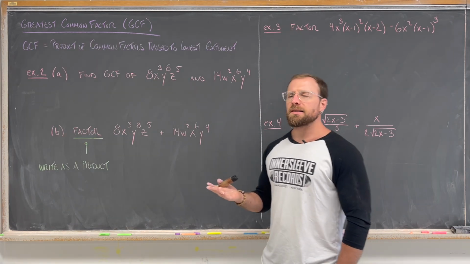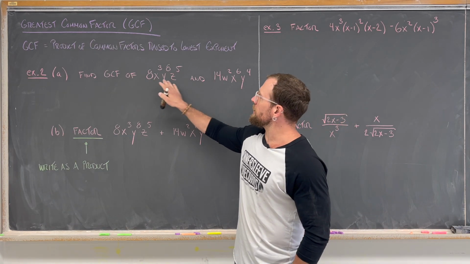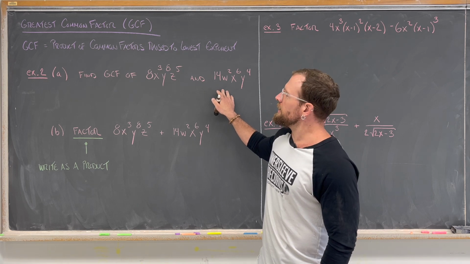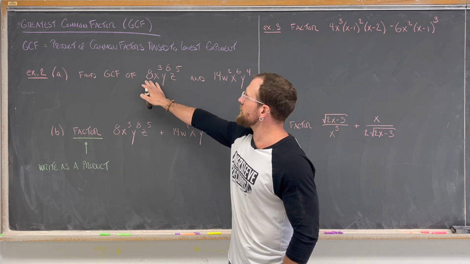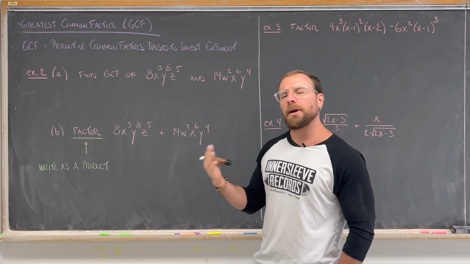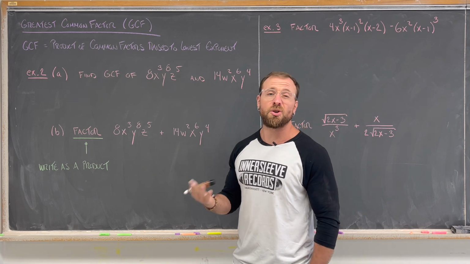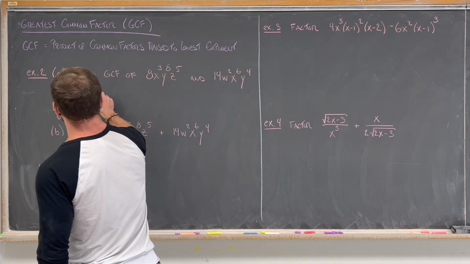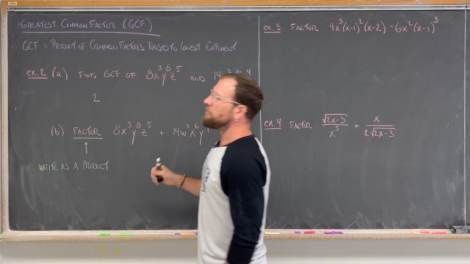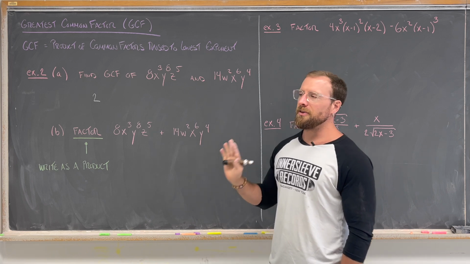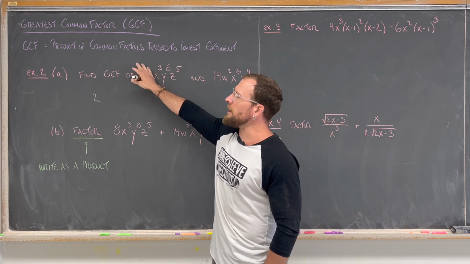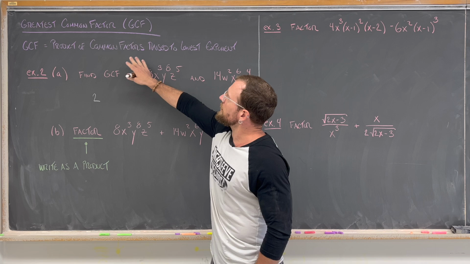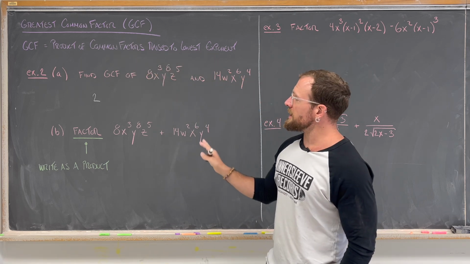Let's take this to the next level and look for the greatest common factor of 2 algebraic expressions. Now, to begin with, we have coefficients of 8 and 14. The greatest common factor of 8 and 14 is 2. These are both multiples of 2, and that's the largest number that these are both multiples of. Moving on to the more complicated part when it comes to the variables, I'm going to follow the same rule that we followed before. I'm going to make the product of the common factors raised to the lowest exponent.